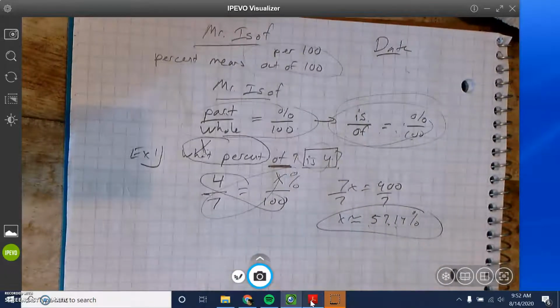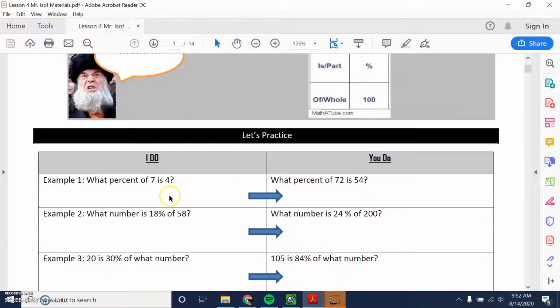Now you have an opportunity to do the second one. So I did this one, you try this one. What percent of 72 is 54? So same kind of problem. Ready, set, go.